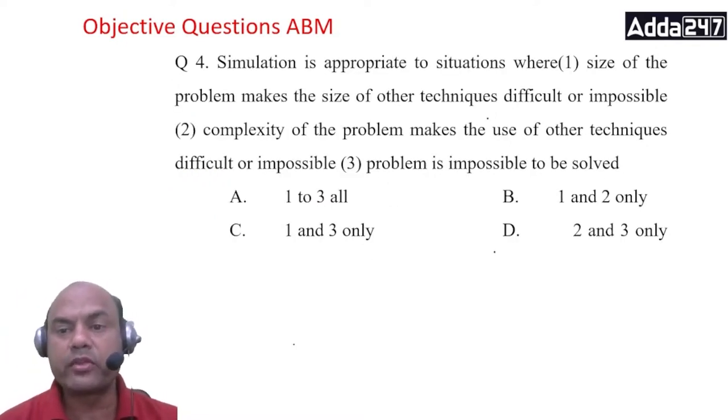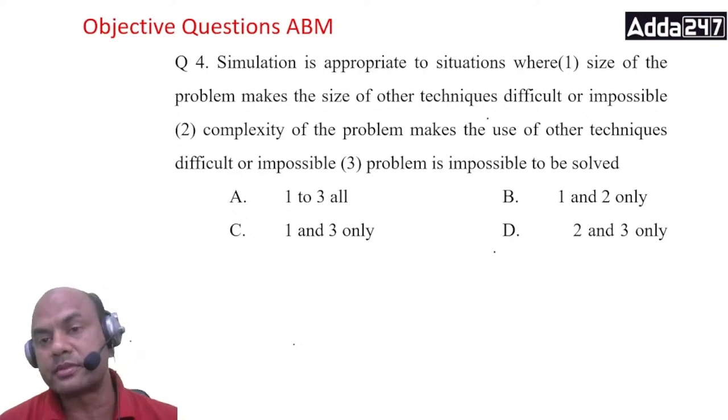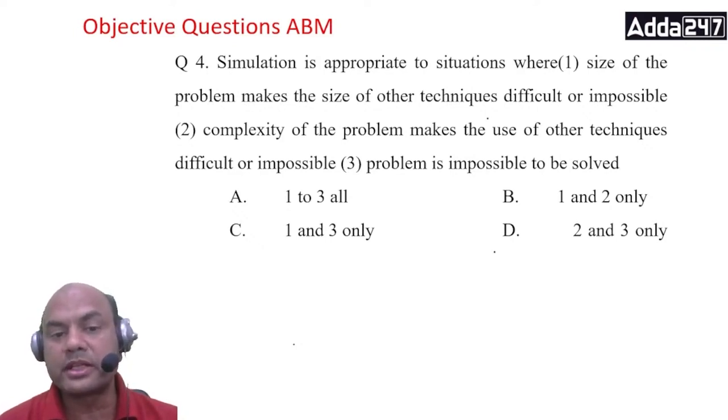Simulation is appropriate where? Now look at the options. Size of the problem makes the use of other techniques difficult or impossible. Complexity of the problem makes the use of other techniques difficult or impossible. Problem is impossible to be solved. So where do we use simulation? In which case? Size of the problem makes the use of other techniques difficult or impossible.